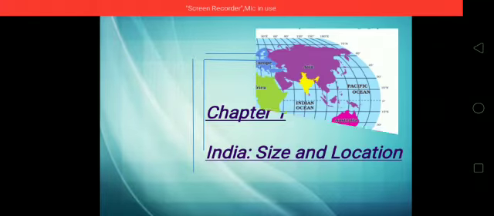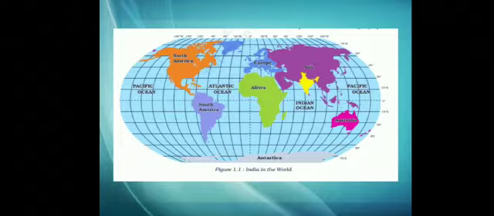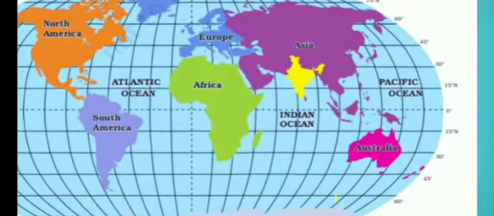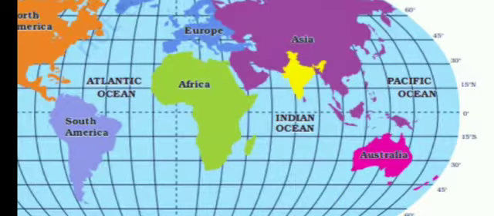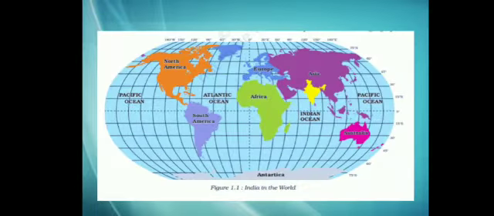First of all, students, it's very important to know India's location on the globe, or we can say in the world. See, you have this world map in front of you. The yellow colored figure is India, which is situated just above the Indian Ocean and in the south of Asia. So students, this is the position of India in the world, or you can say on the globe.